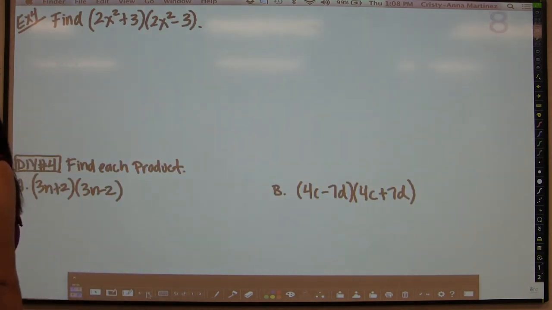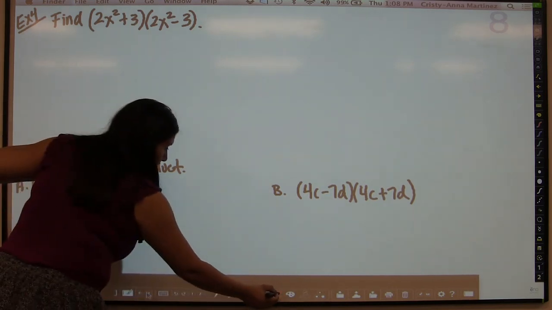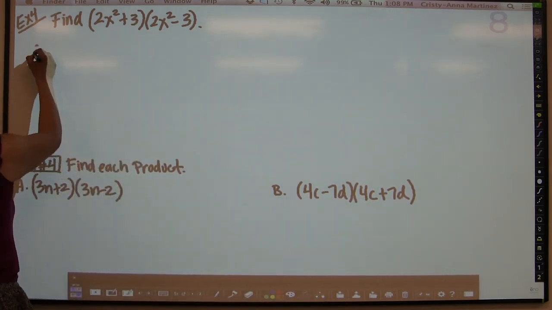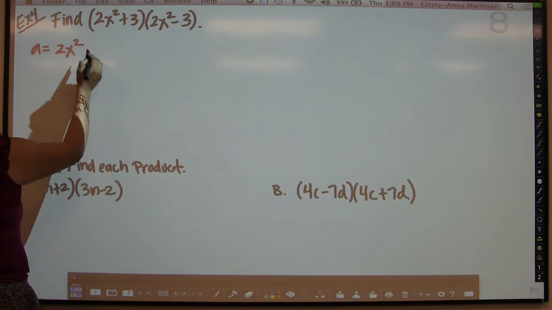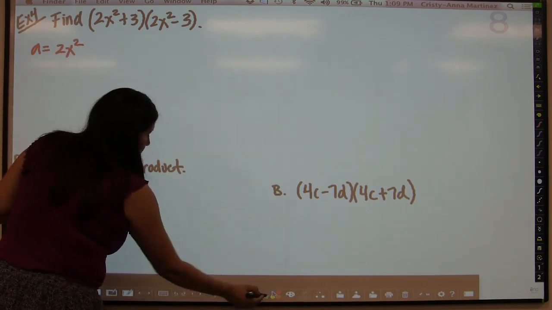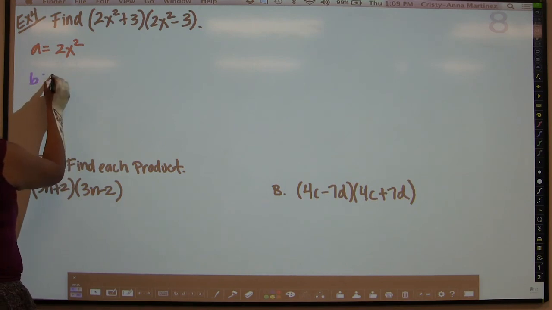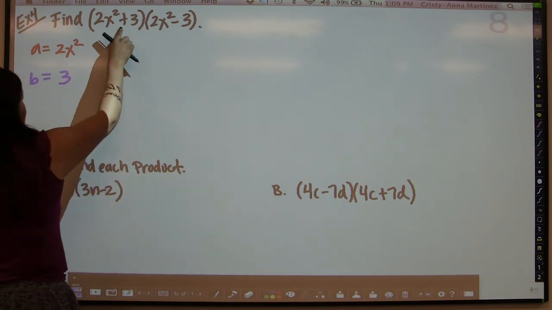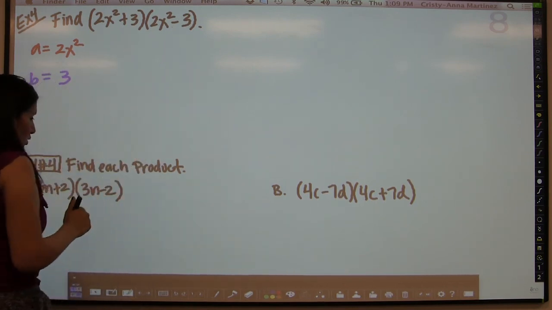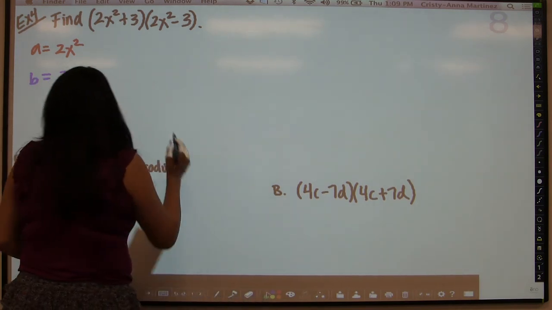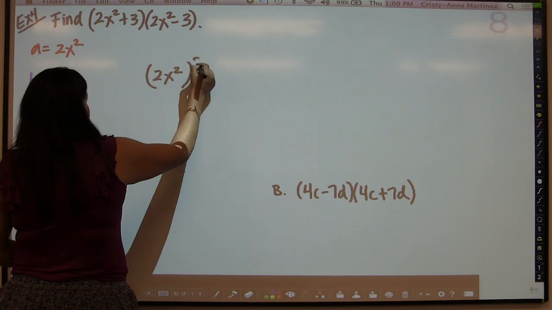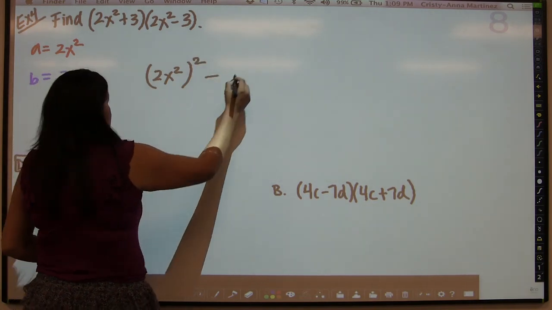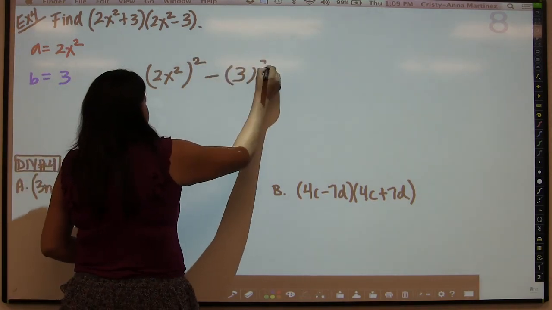So here we have our last example. The first thing you want to do is identify A and B again. So A is going to be 2x squared this time, and then B is going to be 3. So you have a plus and a minus. And so according to the formula, we're going to get A, which is 2x squared, so that's A squared, minus B squared, which is 3.